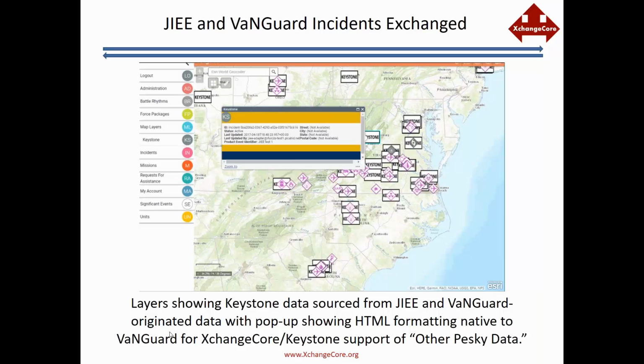Moving here, we now have starting to lay more complexity on this. We got those Keystone squares in the background. You saw that. Got all the purple triangles. Those are layers. That's a layer of information that comes from Keystone, from JIEE, the purple triangles from VaNGuard, and now lay that in with the other pesky data, and you see this nicely formatted display of that HTML information from somebody who I never met before.